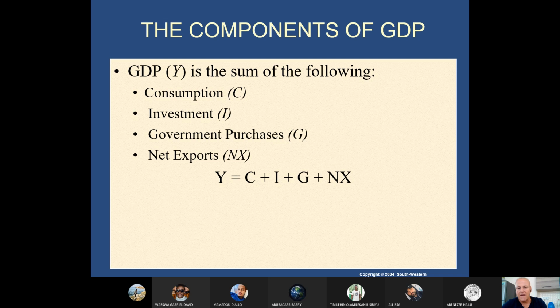And net export, NX, represents export minus import, and we get this net export regarding trade, the so-called balance of payments or balance of trade, depending on the exportation and importation of goods.